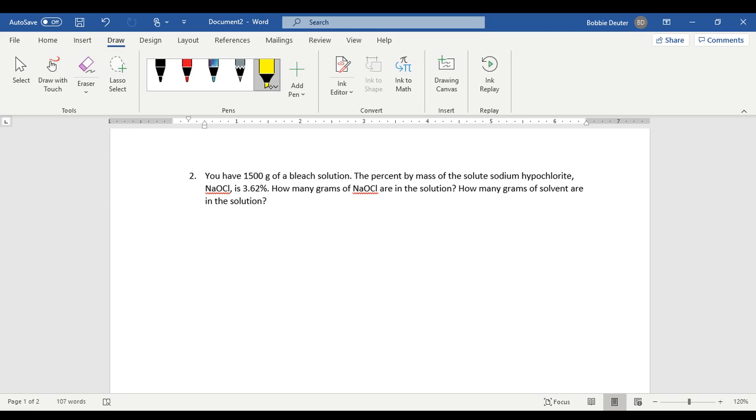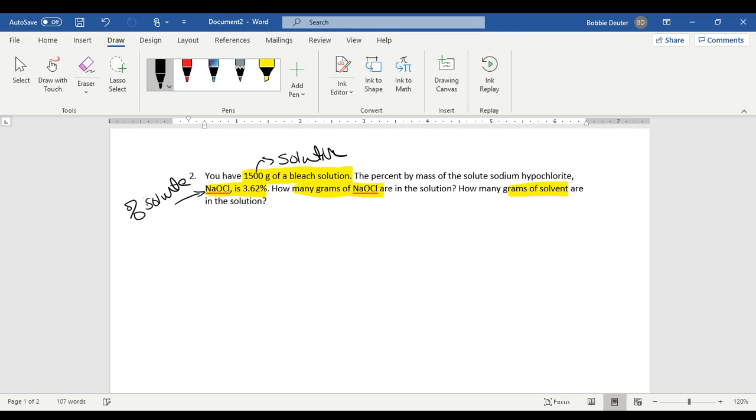In this case, we're going to be using bleach, one of those cleaners that becomes super necessary during this time. And so we have 1,500 grams of bleach, and it's telling us sodium hypochlorite is in a 3.62%, and then we need to know how many grams of that we have and how many grams of our solvent. In this case, our solvent is water, so that's nice to know for this too. So here's what we know. This is our solution, and this is our percent of our solute.